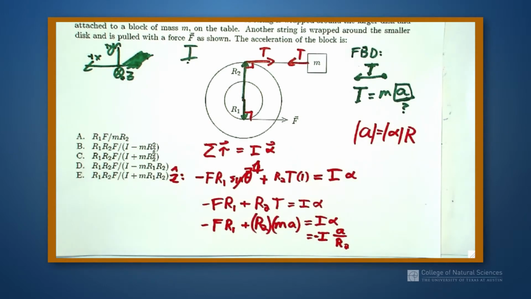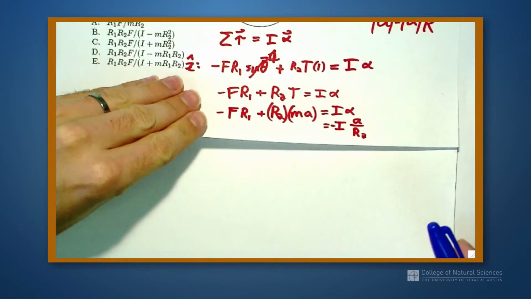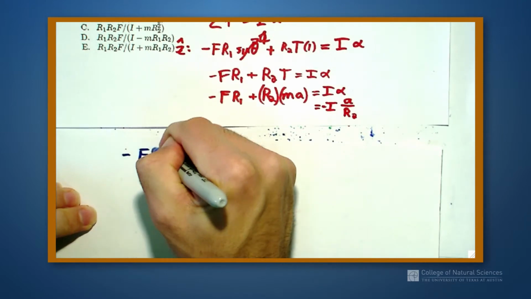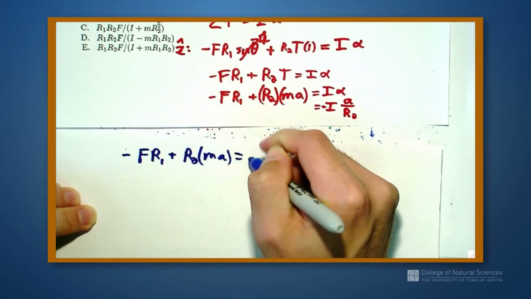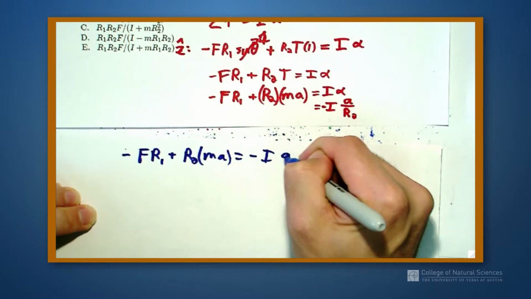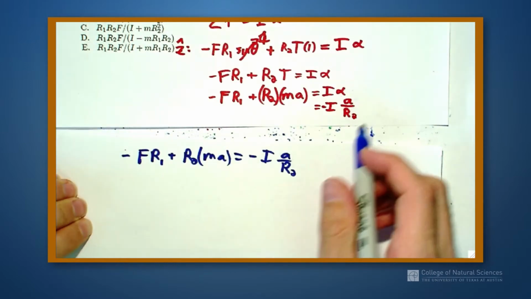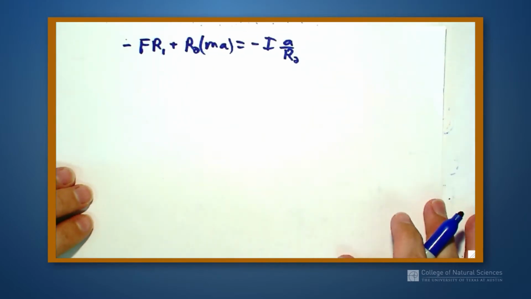I think I'm going to need some more paper. Go ahead, move some stuff around. I'm going to rewrite this: minus FR1 plus R2MA is equal to minus IA over R2. Now I want to solve for A, because that's the value that I want. Move this away, slide up, make sure that we can actually see what we're writing.